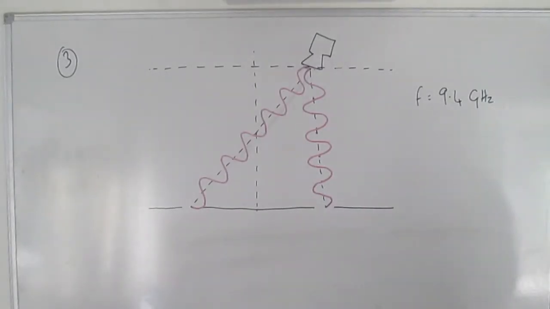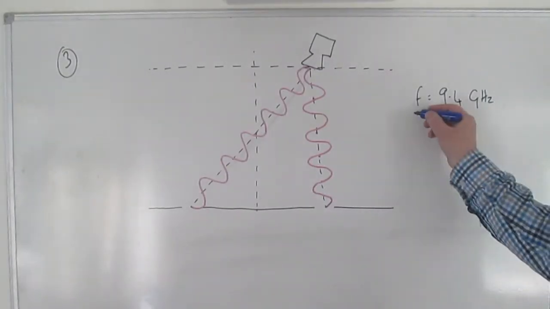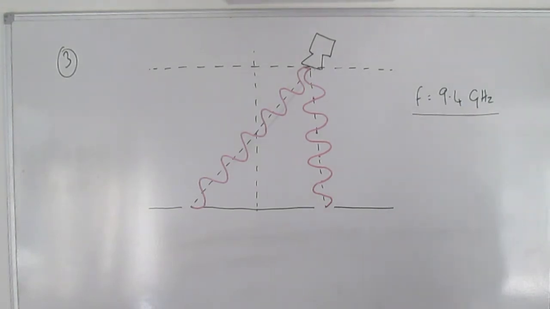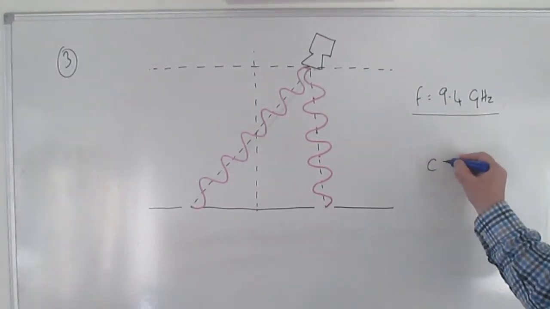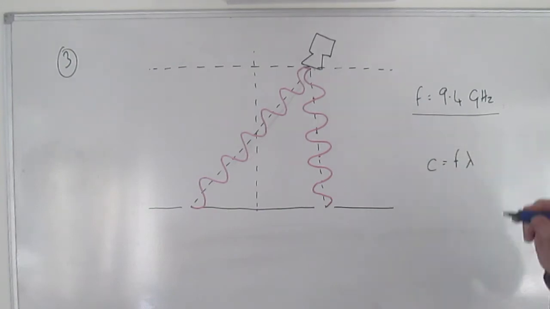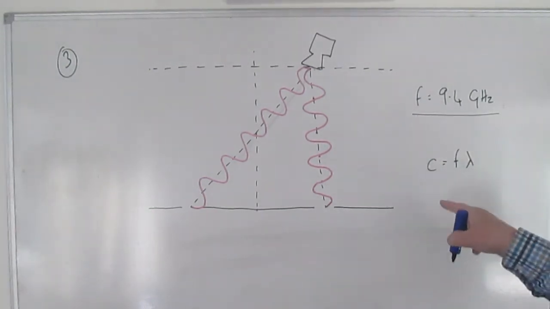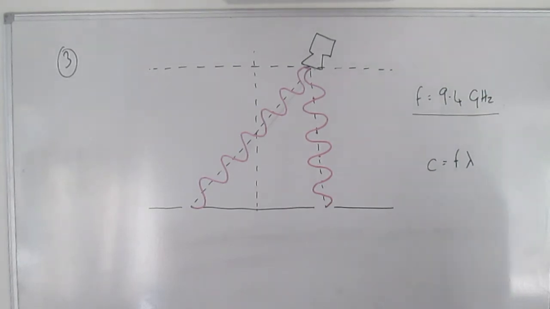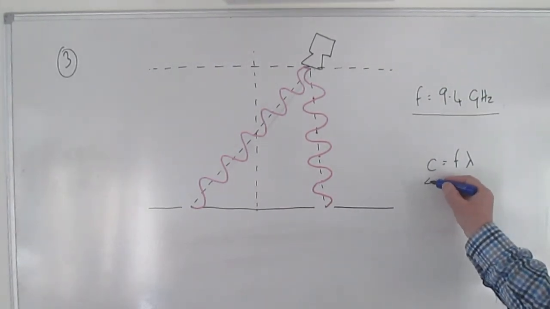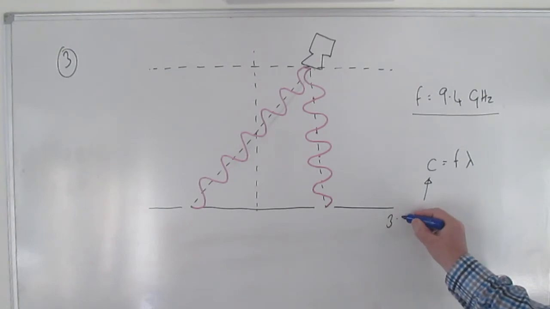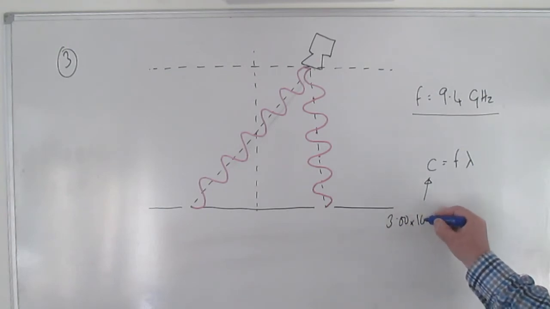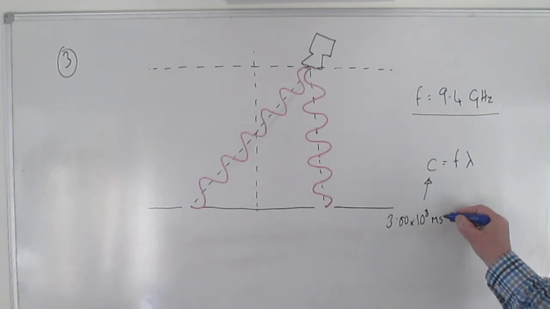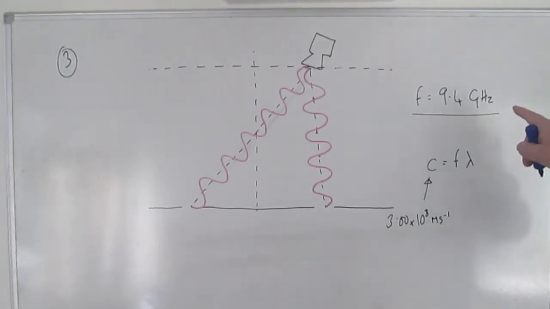So next it wants us to find the wavelength of these microwaves, and this is the bit of information that it gives us in the question, that the frequency is 9.4 gigahertz. So the relationship obviously that we want is this one. c is equal to f lambda, which is on your data sheet, as is the value of c. Remember, this is electromagnetic radiation, so c is the speed of light. So that's 3.00 times 10 to the 8 meters per second. So we've got f and we've got c, so we can easily solve for lambda.